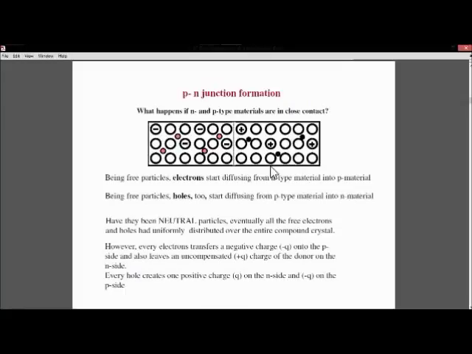This is the P-type and this is the N-type. We have made them come into close contact with each other, by doping. The free particles, or electrons, start diffusing from the N-type material into the P-type material. Please do not misunderstand that the PN junction will be formed if you just stick them together. In that case the rough surfaces are too large for the electrons to jump from one part to another. So combining them means doping them with each other, melting them and suddenly cooling them. Being free particles, electrons start diffusing from the N-type material into the P-type material, and the holes start diffusing from the P-type to the N-type.